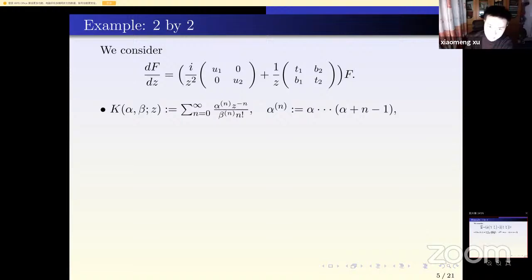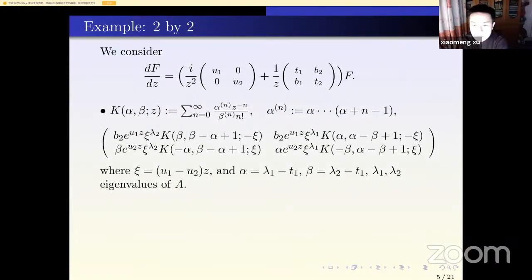And using this function, one can easily write down a fundamental solution for our 2x2 system, which takes the following form. This is a 2x2 matrix. Each entry is given by Kummer function multiplied with some exponential term and some polynomial term, where the arguments of Kummer function, alpha and beta, depend on the two eigenvalues of the residue matrix. Here is A, recall that I always use A to denote the residue matrix. Basically A is T1, B2, B1, T2. Lambda 1, lambda 2 are the two eigenvalues of A, and T1 is the first entry of A. One can plug in this expression and verify this is indeed a fundamental solution for our system.